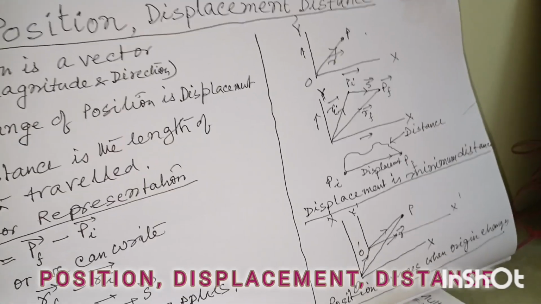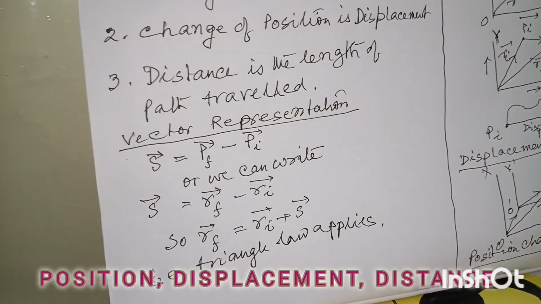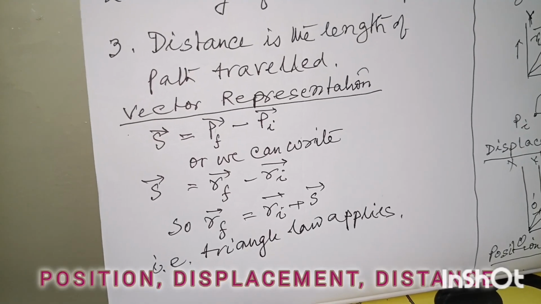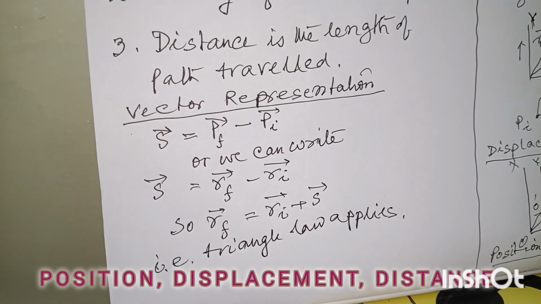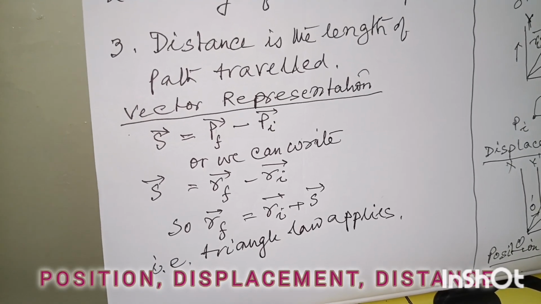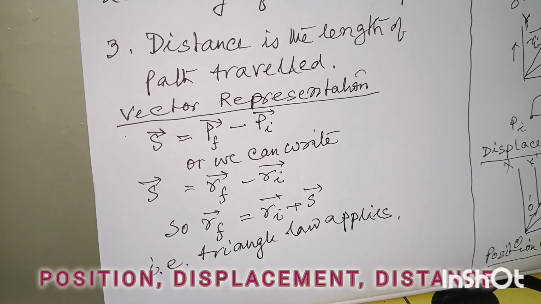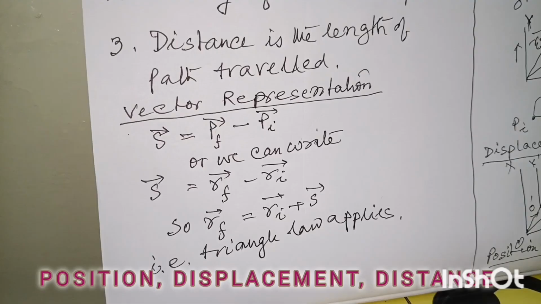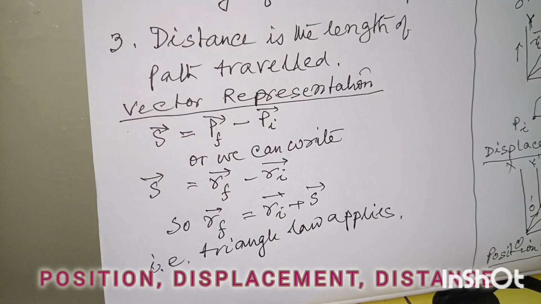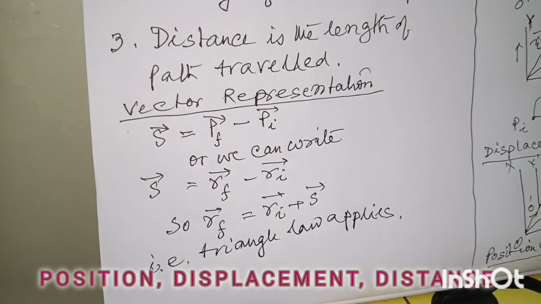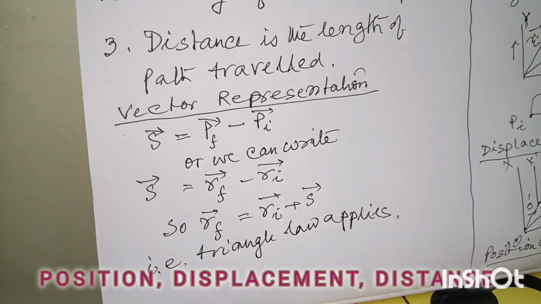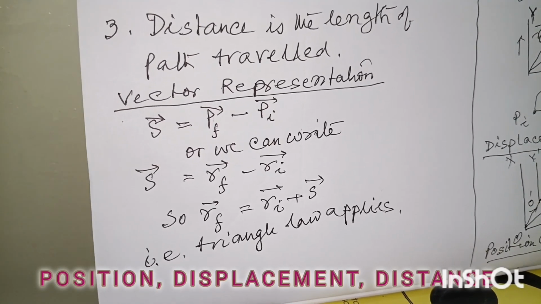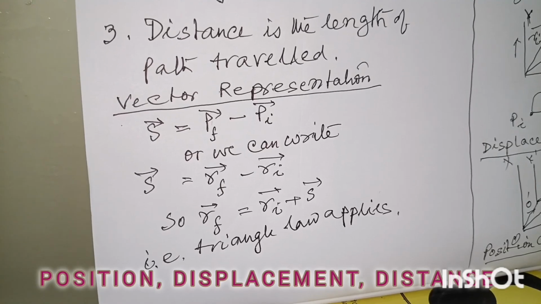That means displacement is also a vector like position, and displacement we can define as change in position vector. If we write vectorially, if S is the displacement vector, we will write S equal to Pf vector minus Pi vector. Or we can write S vector equal to Rf vector minus Ri vector, if we call the position vectors R. So Rf, the final position, becomes Ri plus S vector.